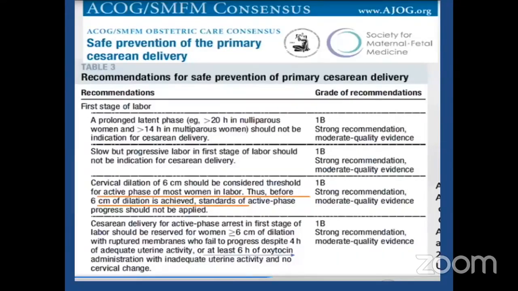And on the other side of this slide, you can see 1B, strong recommendation, etc. These are all the levels of evidence that we usually take, randomized controlled trials and things like that.